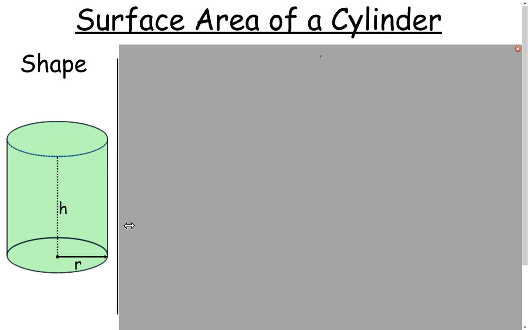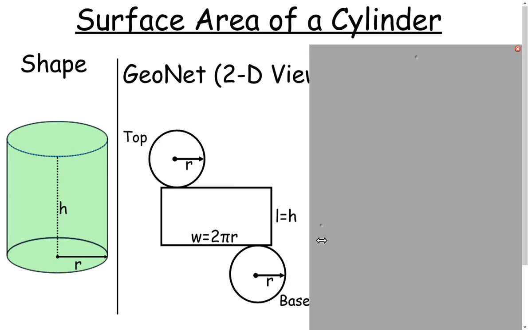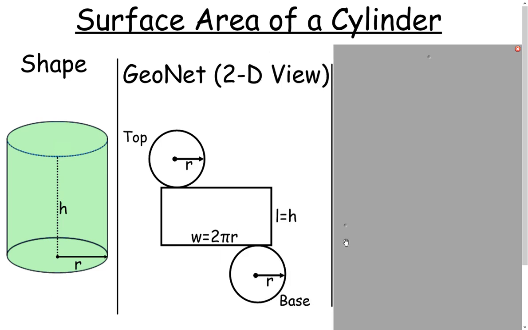To think of surface area, you have to take the cylinder and break it down into a two-dimensional view. For the two-dimensional view, you see you have two circles that make up the top and the base. You have to find the areas of those circles, and we know from our formula for area of a circle, it's pi r squared.